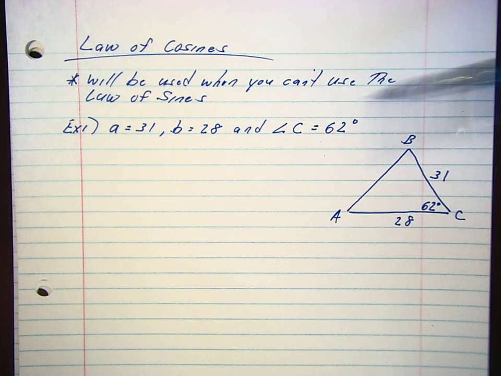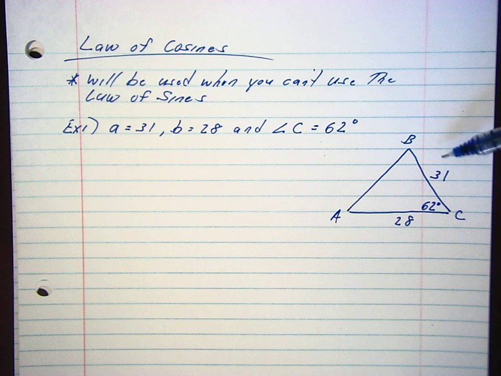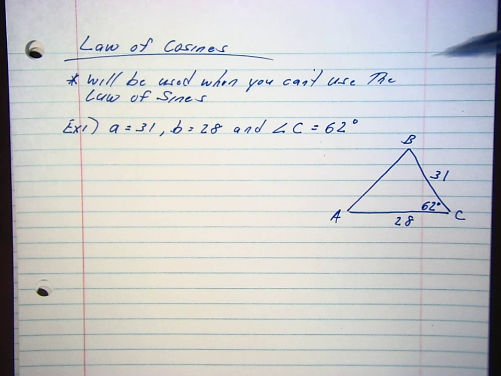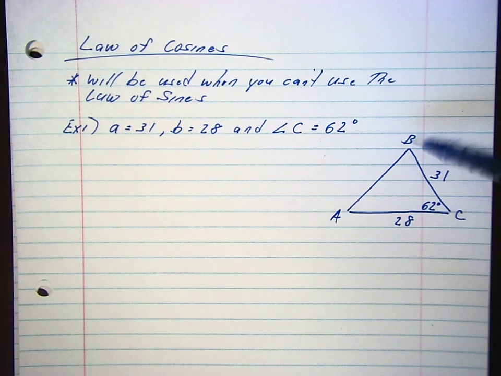So here's my scenario. I gave you little a is 31, little b is 28, and angle C is 62. I couldn't use the law of sines here if I wanted to because I don't know an angle and the opposite side. Remember, to do the law of sines, you have to know big A and little a, which I don't have, big B and little b, which I don't have, or big C and little c, which I don't have. So this will be the scenario for the law of cosines.